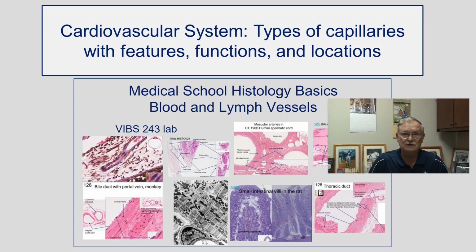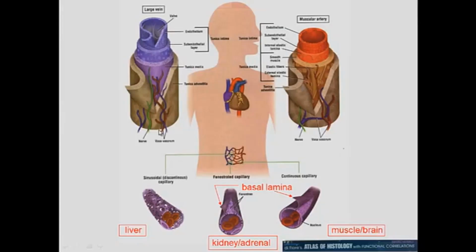We want to talk about the cardiovascular system, the types of capillaries, with features, functions, and locations of the different types of capillaries. And so the capillaries are actually of three types. You have the sinusoidal, which is the greatest one, got gaping holes in the vessel wall. In order to have that type of vessel, you have to have the epithelial cells support the wall, and that's what happens in the liver.